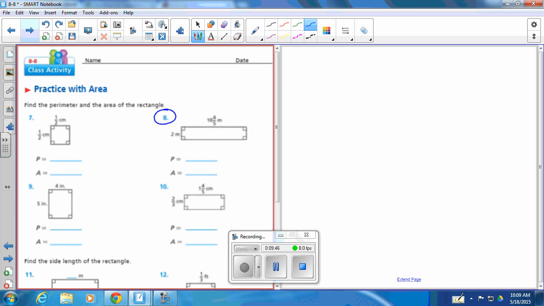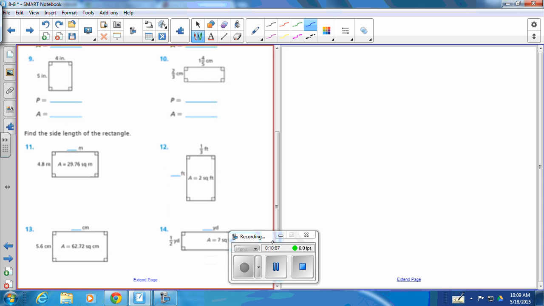We have 2 and 10 and 4/5 meters on this side and then 2 meters for the height here. So we need to find the perimeter and area. We know both of those, so we can figure out the extra missing sides because we know opposite sides are equal. Okay. When we come down to number 12, let's say, notice it's giving us the area, but it's leaving one side unknown. So we need to know how to figure that out.